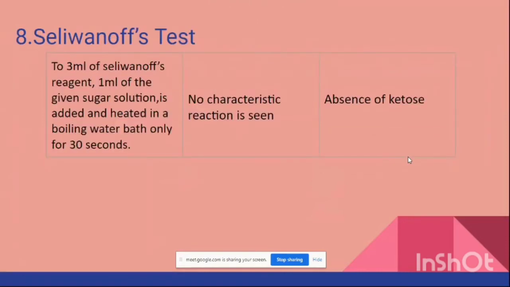And then Seliwanoff's test. To 3 ml of the Seliwanoff's reagent, 1 ml of the given sugar solution is added and heated in a boiling water bath just for 30 seconds, half a minute. No characteristic reaction is observed. So that shows the absence of ketose. So what is the conclusion that we arrive at? Glucose is not a ketose, because the functional group in glucose is an aldehyde group and not a keto group. This test shows negative for glucose. So glucose is not a ketose.